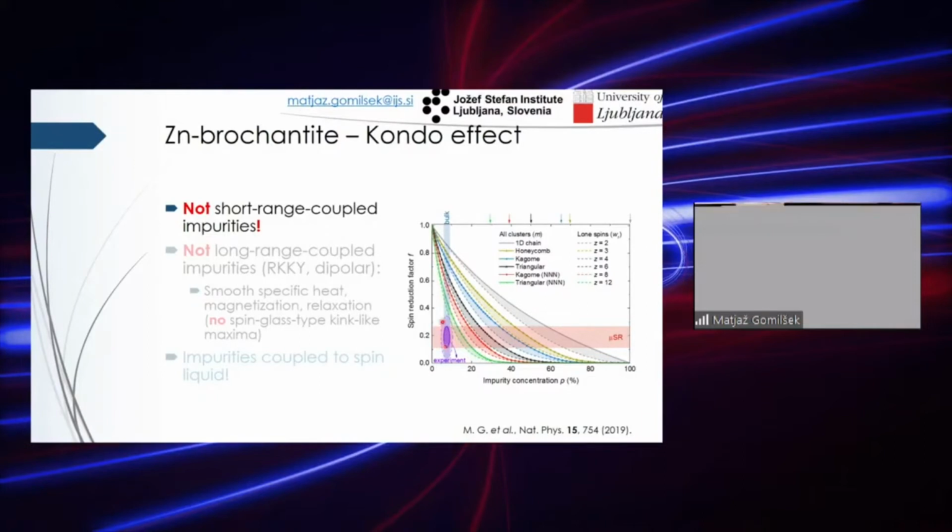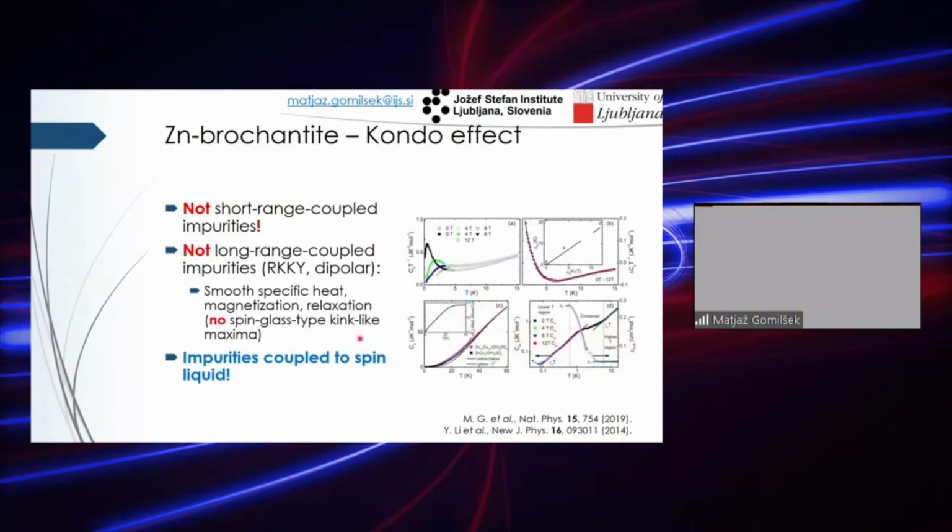So that gives us a confirmation that actually the impurities are not just coupled amongst themselves. They have to be coupled to the spin liquid, or possibly if they were long range coupled amongst themselves, but that would lead to a spin glass type behavior, which would have then kinks in specific heat, magnetization, things like that. That's what one would expect for a randomly coupled lattice of long range coupled impurities. We see nothing like that. We only see smooth curves. So this way we prove that impurities must be coupled to the host spin liquid.